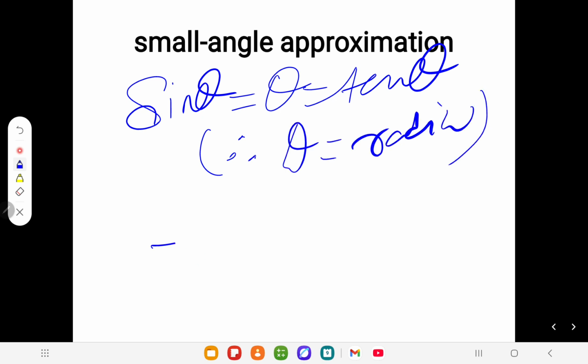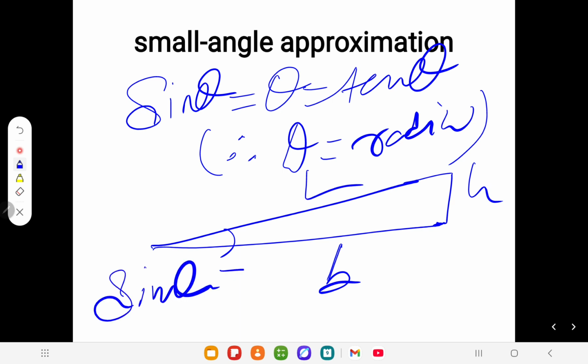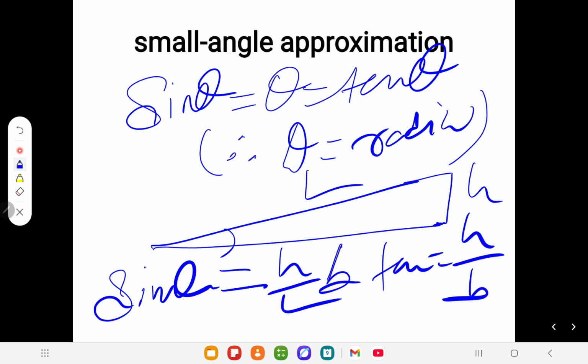Just remember one thing: if it is a very small angle, and this is the height, this is the length, or the breadth, then in case of sine theta, what does sine theta mean? This is h divided by length, isn't it? What does tan theta mean? H divided by b. So whenever theta is in radian, h divided by l and h divided by b are equal.